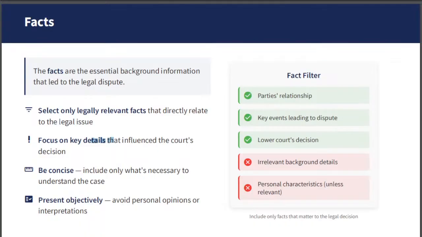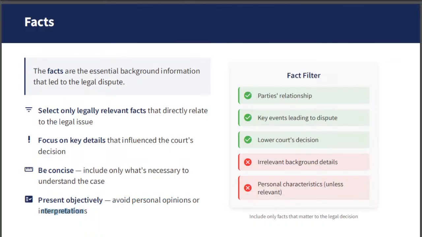There can be many facts, some are irrelevant, some are even immaterial. Best to stick to the key details that are going to influence, the ones that lead to action. Be concise, include only what's necessary to understand the case. None of that superfluous puffery. And present objectively. Avoid personal opinions or interpretations.